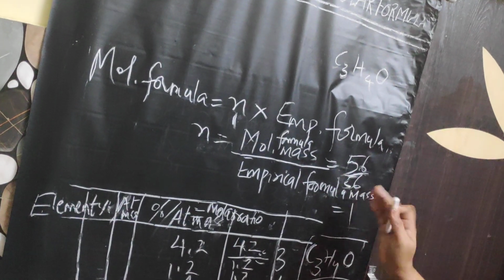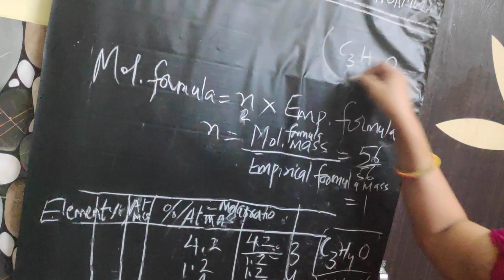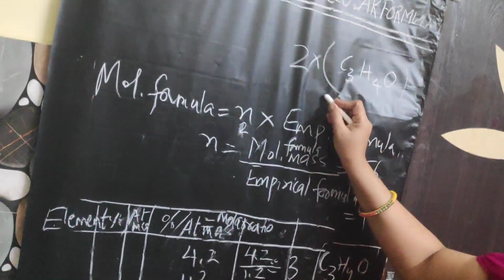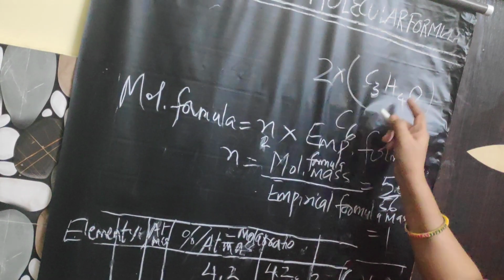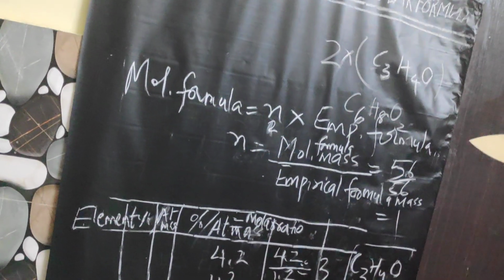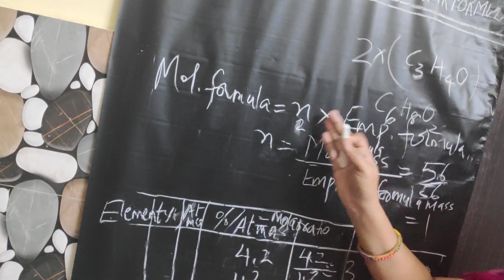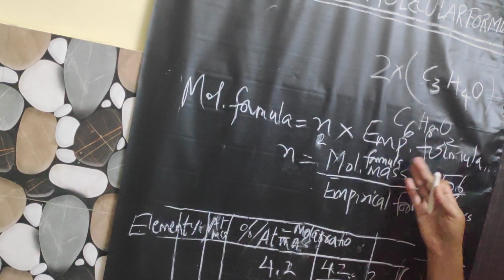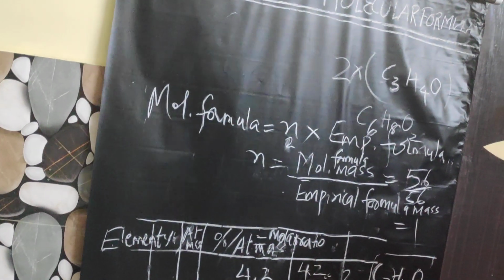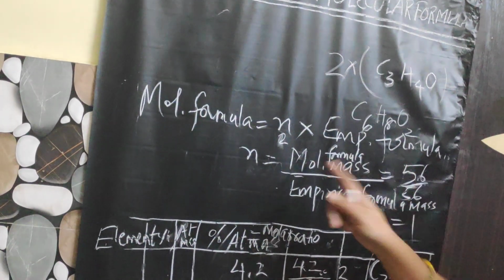Suppose n is 2. So you will have 2 into empirical formula. So C will become 6, then H8 and then O2. So whatever is the n, you have to multiply that many times. So if it's 3, if it's 4, whatever n you will get. And if n is equal to 1, that means the empirical formula mass and the molecular formula mass are the same, so the empirical and molecular formulas are the same.